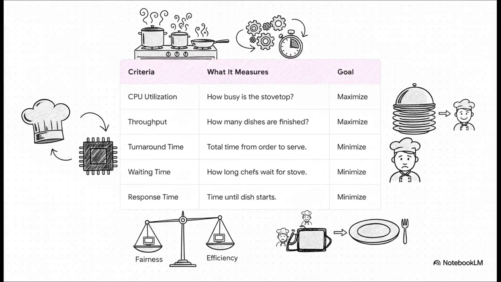So what makes a good head chef? How do we judge their performance? Well, we look at a few key things. We want that stovetop to be busy as much as possible, right? We want to get the maximum number of dishes finished per hour. And, of course, we want to minimize how long everyone, both the chefs and the customers, has to wait. It's this constant, delicate balancing act between being fair to everyone and being as efficient as possible.